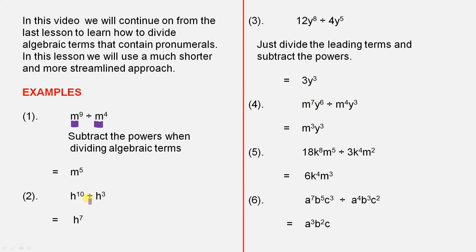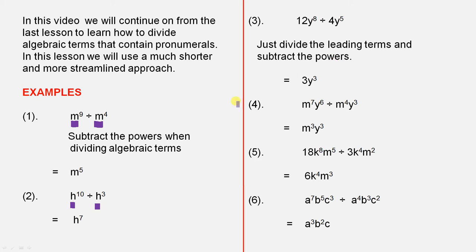h to the power of 10 divided by h to the power of 3. The bases are the same. 10 take away 3 is 7. So it's h to the power of 7. For this example, notice we have some leading terms here, a 12 and a 4. Just divide the leading terms and subtract the powers.